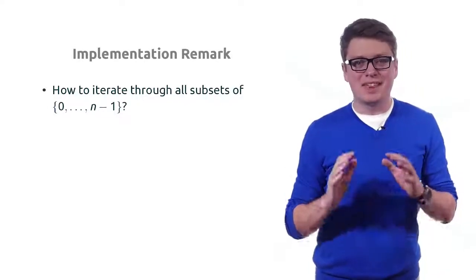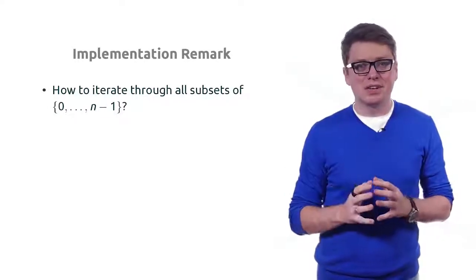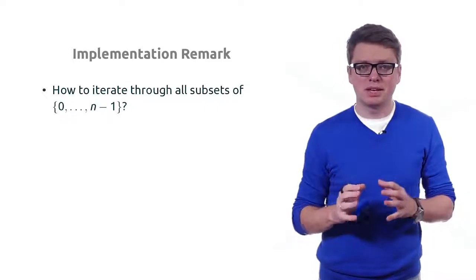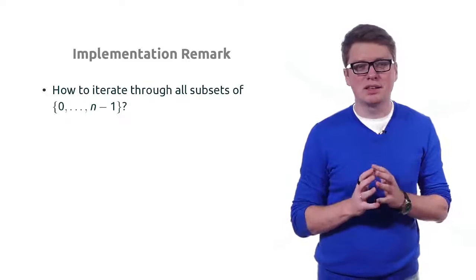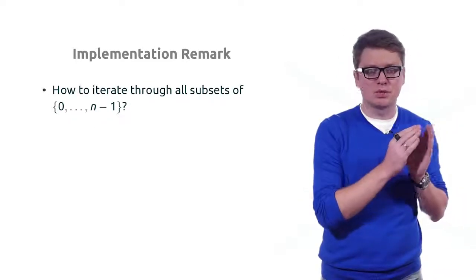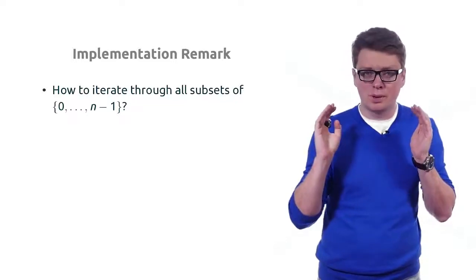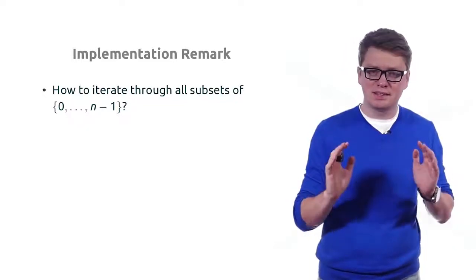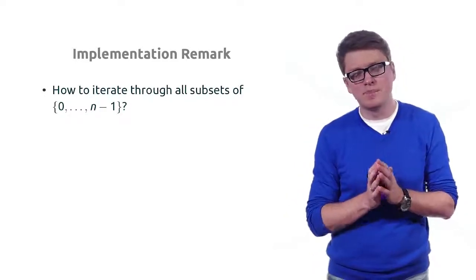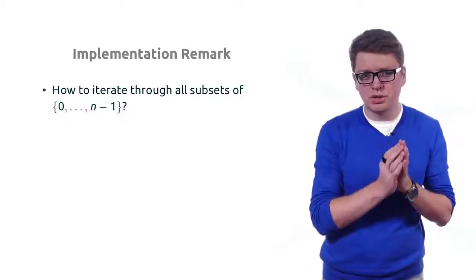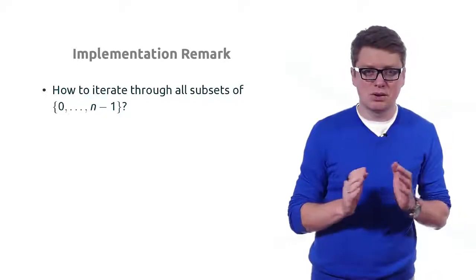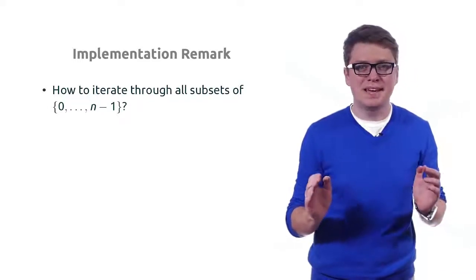Before writing down the actual code of the resulting algorithm, let's discuss the following important implementation remark. Recall that in our code we are going to iterate through all subsets of our n nodes, right? And at this point it is important to discuss how we are going to do this. So once again, our goal is to iterate through all possible subsets. So first of all, the number of such subsets is actually 2 to the n.